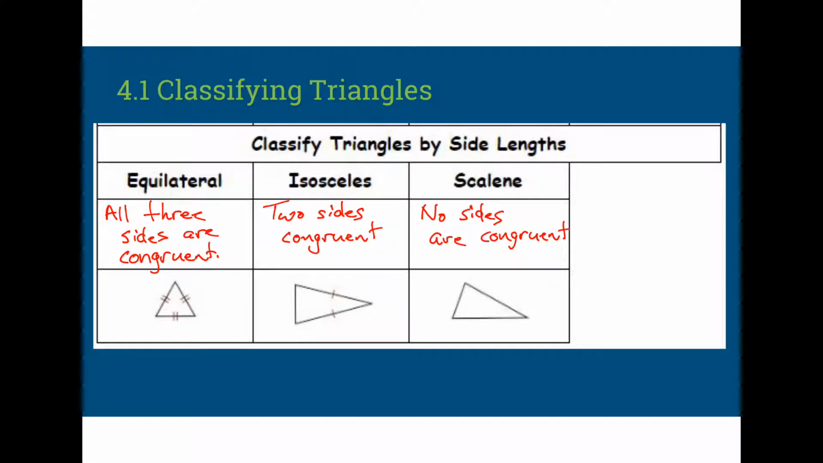So the 3 different types of triangles classified by their side lengths are going to be equilateral, when all 3 sides are congruent; isosceles, when 2 sides are congruent; and then scalene, when no sides are congruent. So the side lengths are all going to be different.